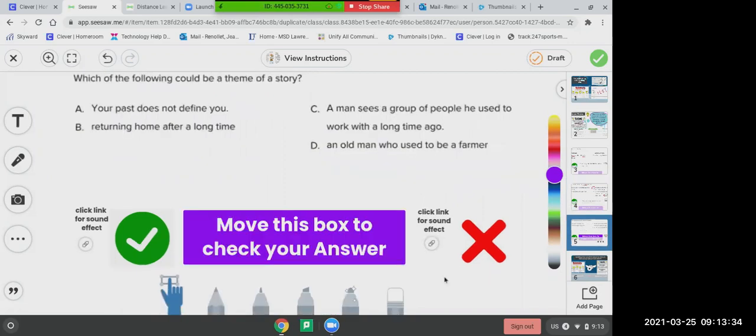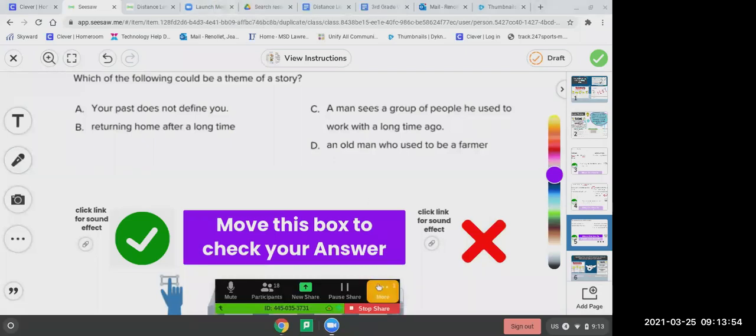Now I want you to try. Which of the following could be a theme of a story? I want you to read your answer options. Think about which one could be a theme. Circle your answer and then check your work. Ready? Go.